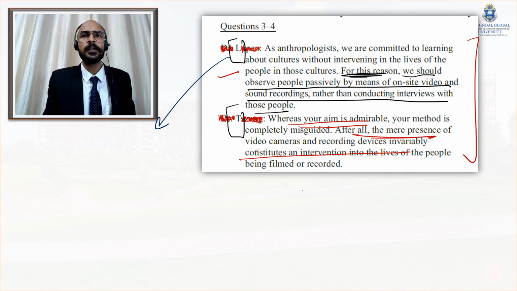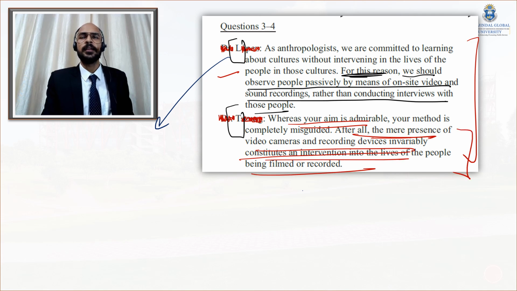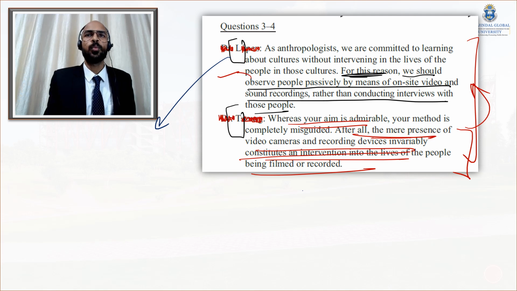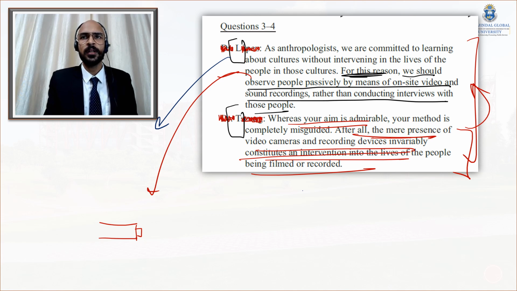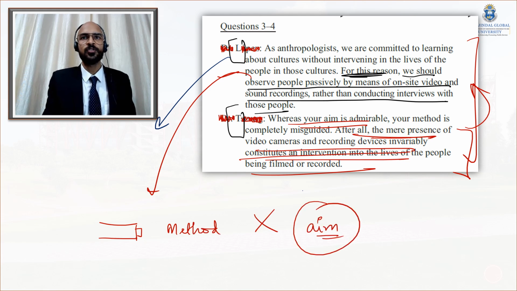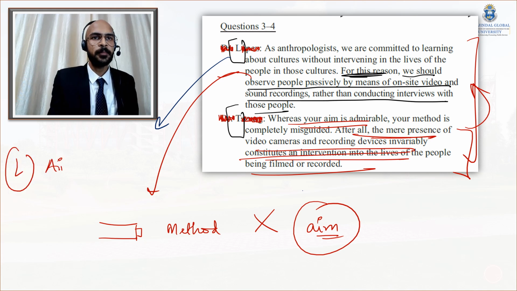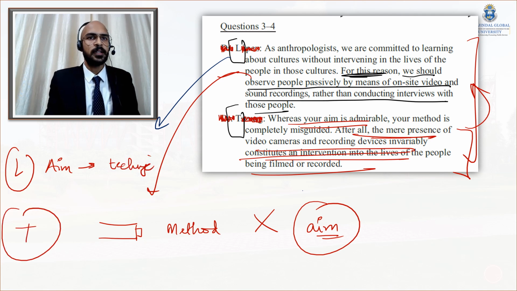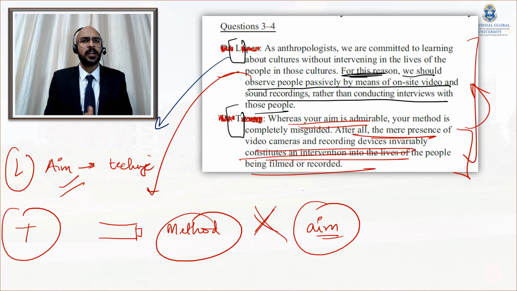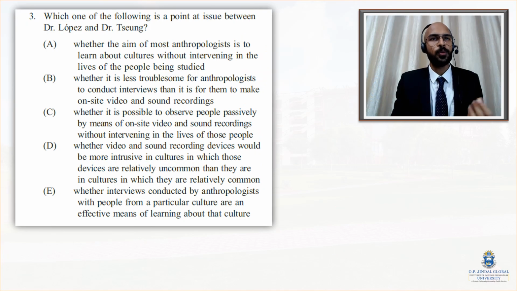The method here is that he is telling L that whatever he's proposed, so L says we can use video cameras, and he's saying that, well, the method that you say does not solve your aim, right? So L says, hey, I have an aim, and for that aim, I have a technique. What T says is that given your aim, the method that you're using does not fulfill your aim. Now, with this much of a background, let's go and see what the options look like in both of these questions. Now, before we go ahead and look at the solution together, I would recommend that you pause the video for a few seconds.